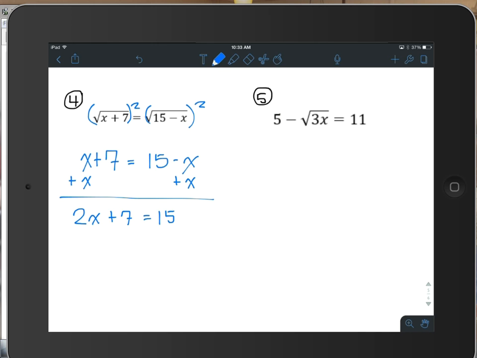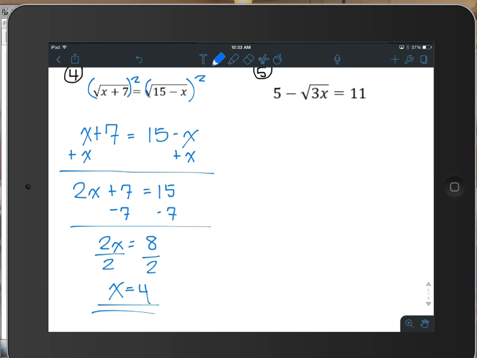Now I've got a 2-step equation. It's linear. You don't have to worry about factoring or any of that. It's not quadratic. So subtract 7. 15 minus 7 is 8? Yes. Divide both sides by 2. And so now I know that x is 4.